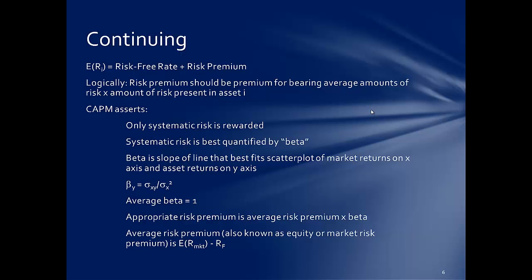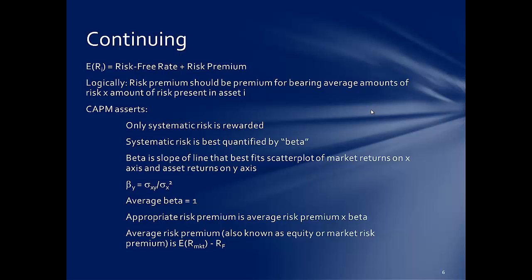The capital asset pricing model further asserts that systematic risk, the risk that cannot be diversified away, is best quantified by beta. Beta being the slope of a line that best fits a scatter plot of the market returns on the x-axis and the asset returns on the y-axis. So if you plotted the market returns on the x-axis and the asset returns on the y-axis, and you fit a line through those points on the scatter plot, beta would be the slope of that line.